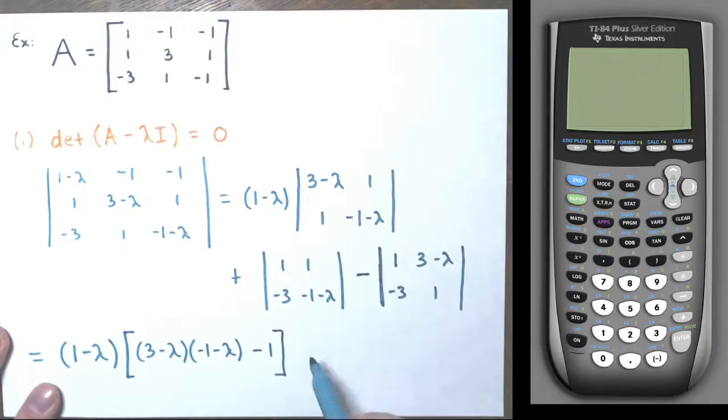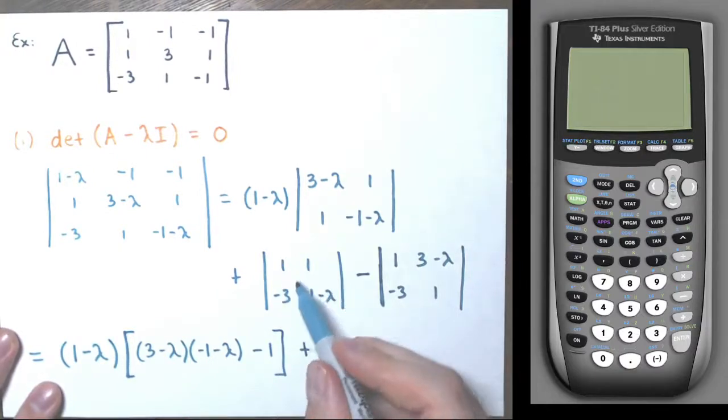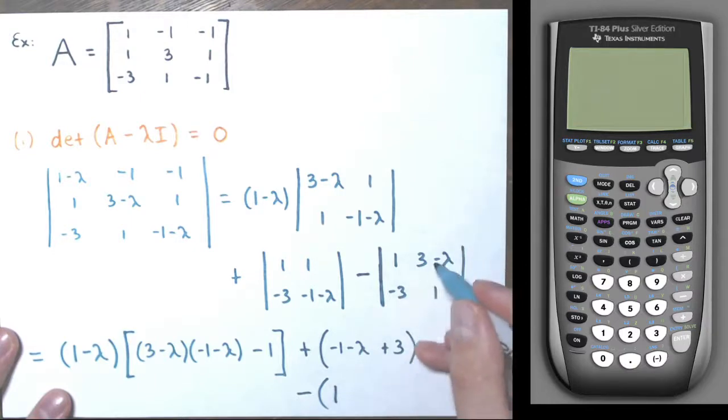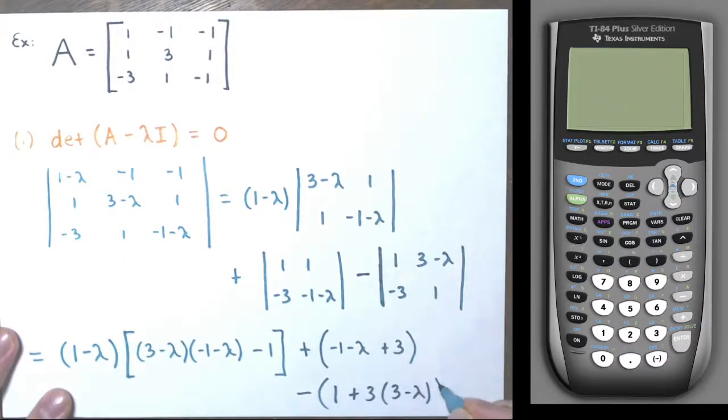Then we're adding this determinant, which is just negative 1 minus lambda, plus 3. That's easy to simplify. And then minus the quantity of this determinant, which will be 1 minus negative 3 times 3 minus lambda, so plus 3 times 3 minus lambda. All right, we'll simplify all that on the next page.